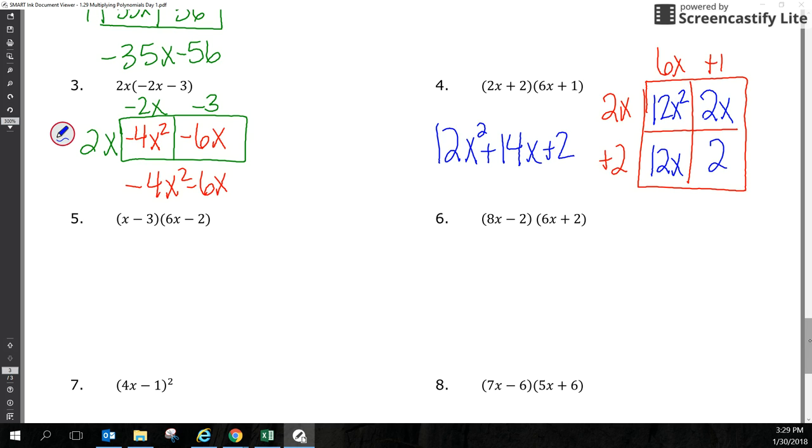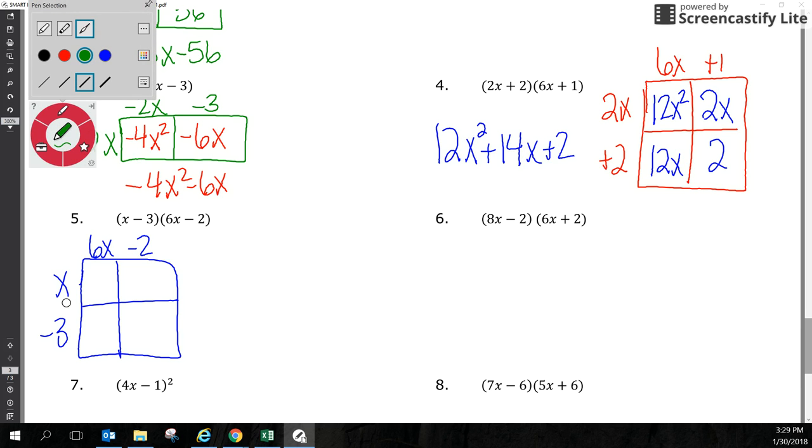Number 5. A little bit simpler. We've got x minus 3, 6x minus 2. In case you're wondering, it doesn't matter which one goes on top and which one goes to the side. You'll come up with the same answer.